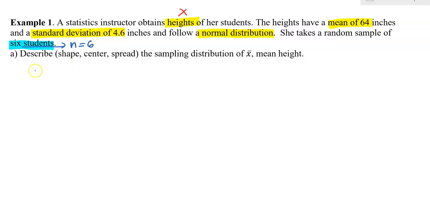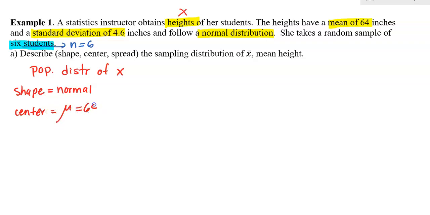So the distribution for heights will be the population distribution of the height, so in this case of x. And in terms of shape, the shape we know it's normal. At center, we know that would be the mean, which is 64 inches. And then the spread, we know is sigma, which is 4.6 inches, right? But then, so then let's look at part A.